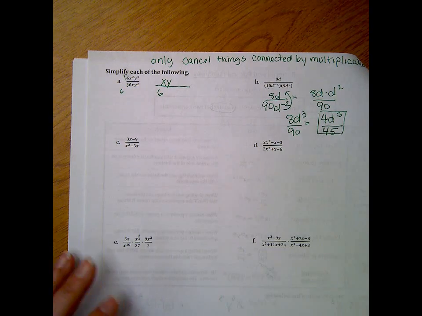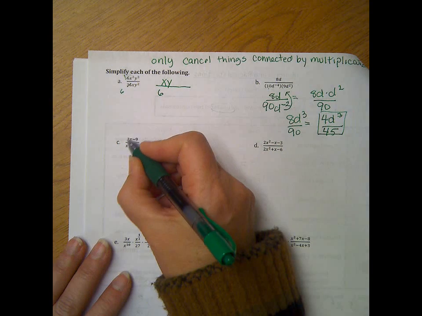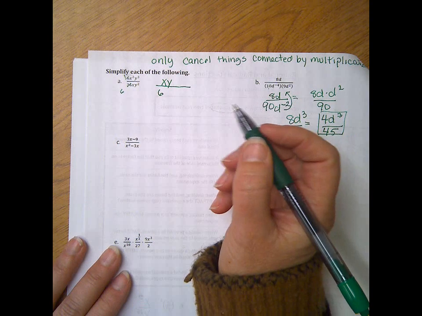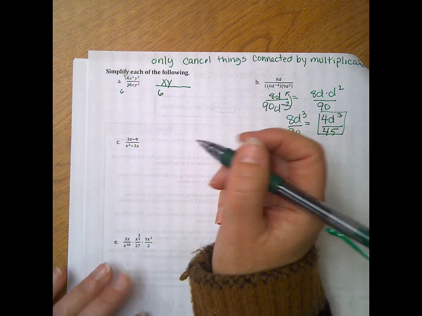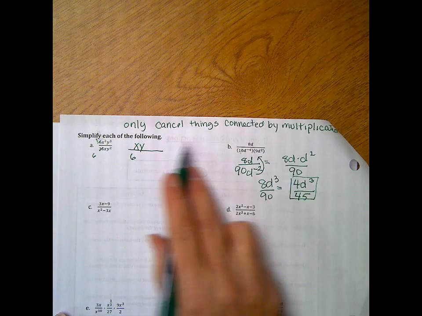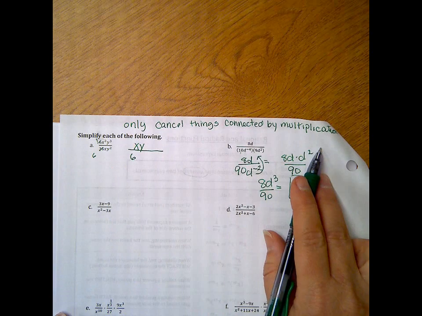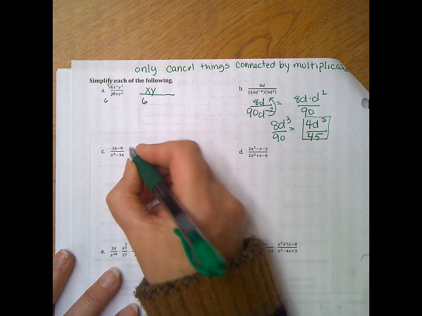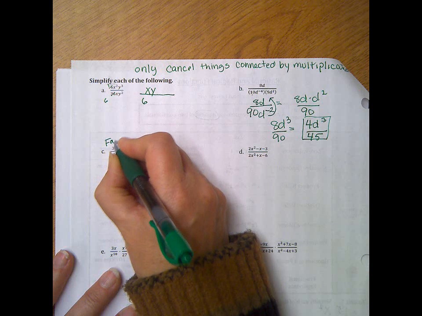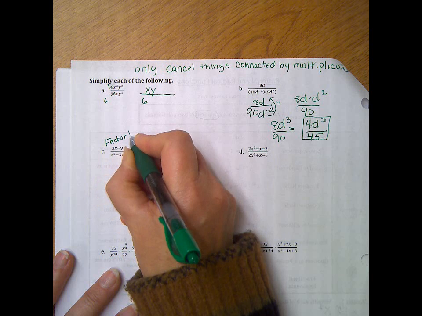Okay, now we start looking at the ones with factoring. So all the time people try to cancel these 3's. You cannot do that because this 3x is connected to that 9 by subtraction. You cannot cancel things unless they are just connected by multiplication to everything else. So we have to factor these first. Good thing we are really good at factoring.